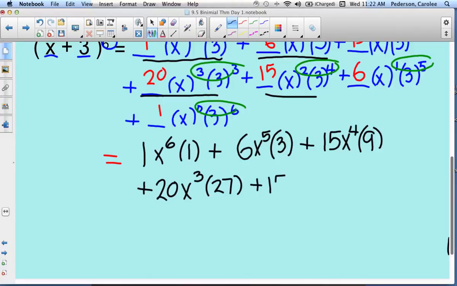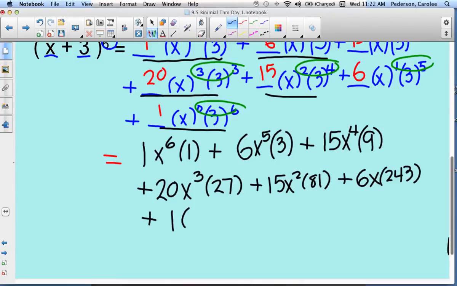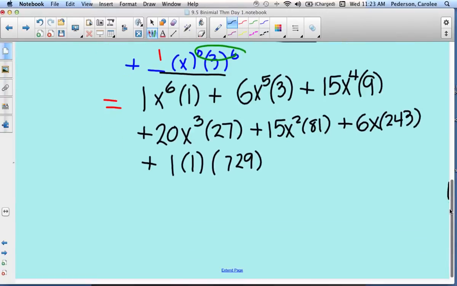15, x squared, 3 to the 4th is 81. And then 6x, 3 to the 5th is 243. And then our last one, 1, x to the 0 is 1, and then 3 to the 6th is 729. Now we just need to go back and multiply these numbers together.